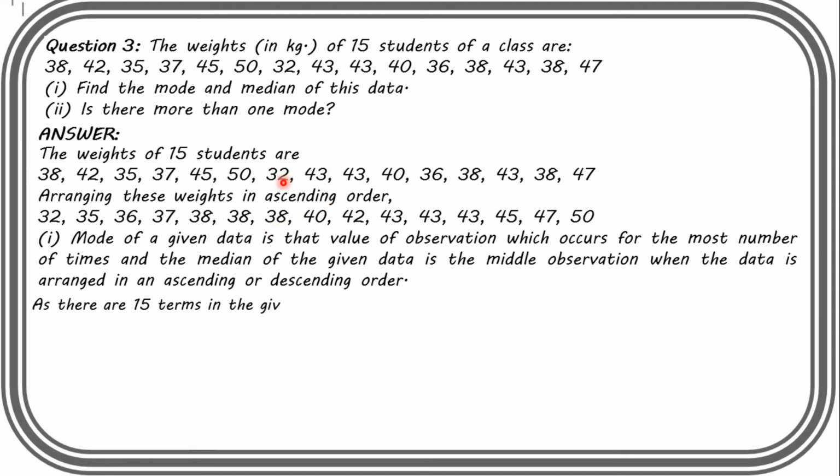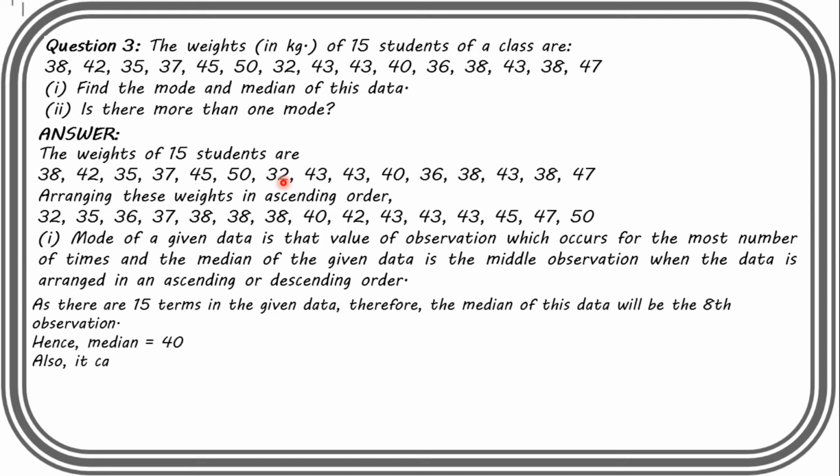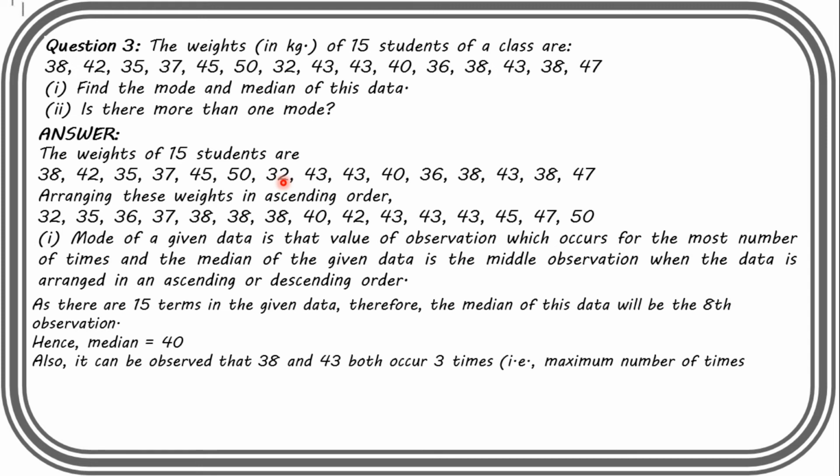As there are 15 terms in the given data, the median of this data will be the 8th observation. Hence the median is 40. Also it can be observed that 38 and 43 both occur 3 times, the maximum number of times. Therefore the mode of this data is 38 and 43. So now you tell me the answer. Is there more than one mode? Yes or no? Write your answer in the comment box.